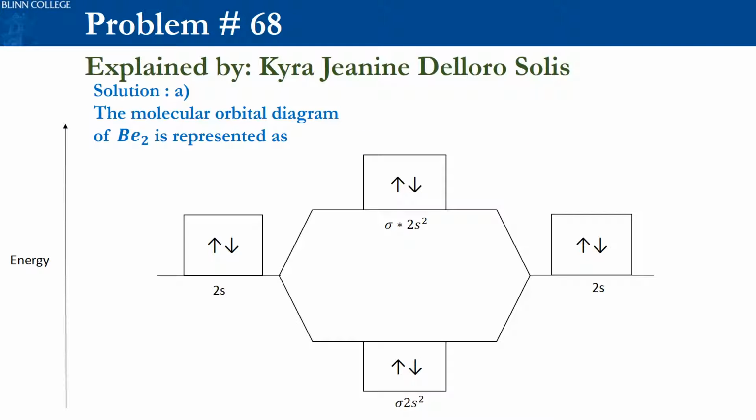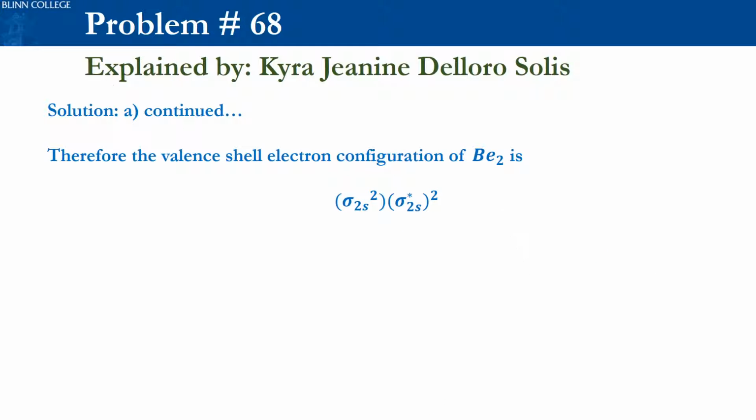The molecular orbital diagram of beryllium molecule is represented below. With the information provided by the molecular orbital diagram, you can determine that the valence shell electron configuration of the beryllium molecule is sigma 2s squared, sigma star 2s squared.